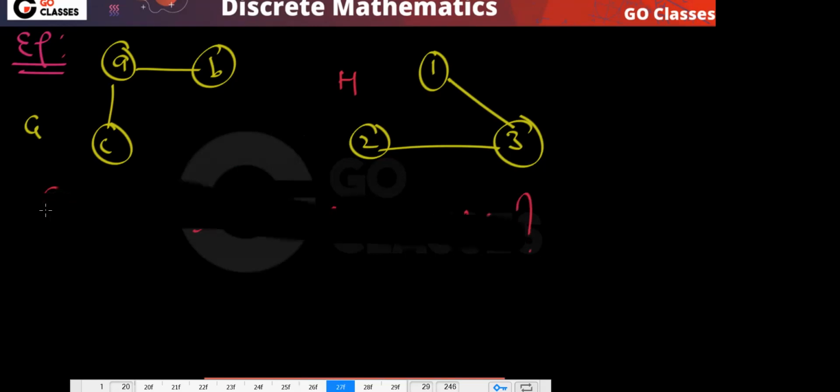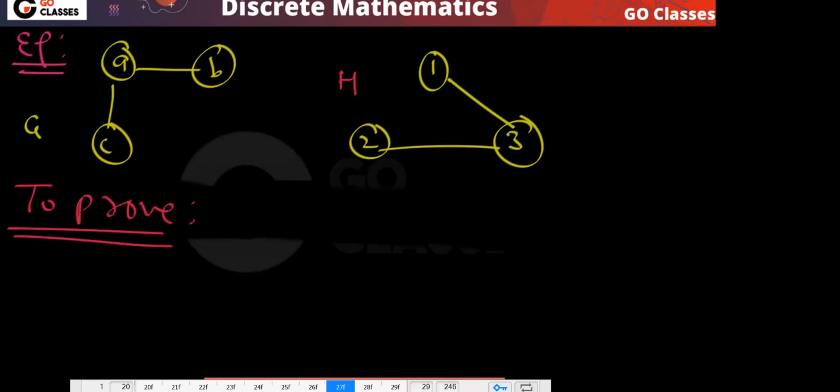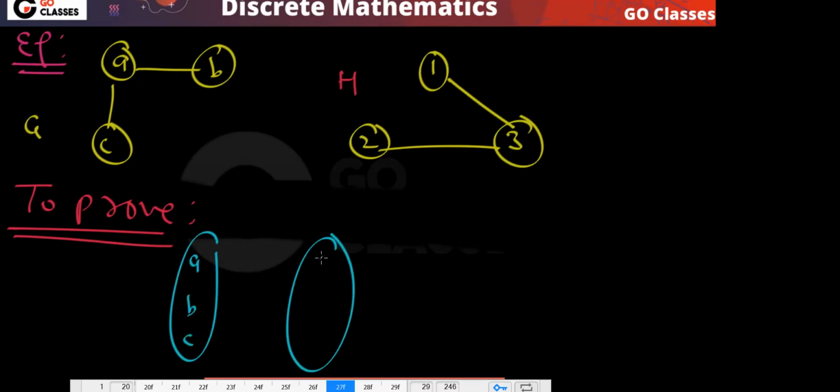To prove that they are isomorphic, what you have to do is give a one-to-one correspondence. You have to give a bijection between these vertices. At least one bijection you have to give, which will preserve the edges. So can anyone give me a bijection which will preserve the edges?